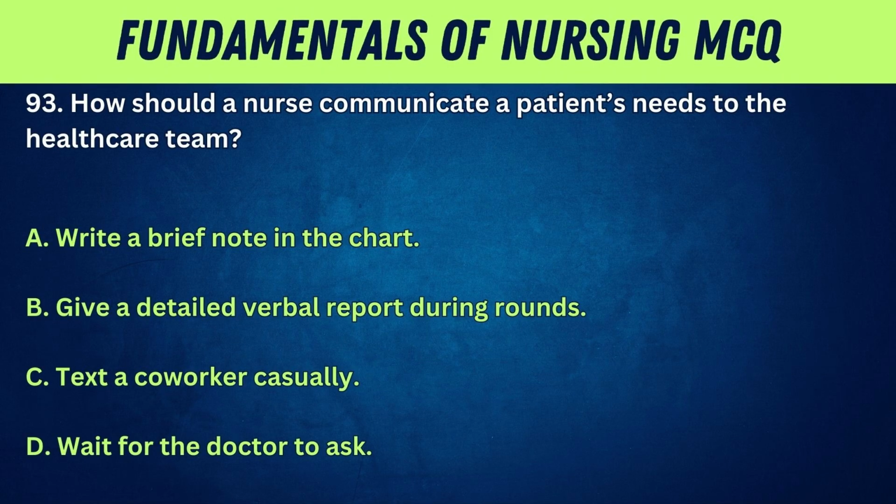93. How should a nurse communicate a patient's needs to the healthcare team? A. Write a brief note in the chart. B. Give a detailed verbal report during rounds. C. Text a coworker casually. D. Wait for the doctor to ask.